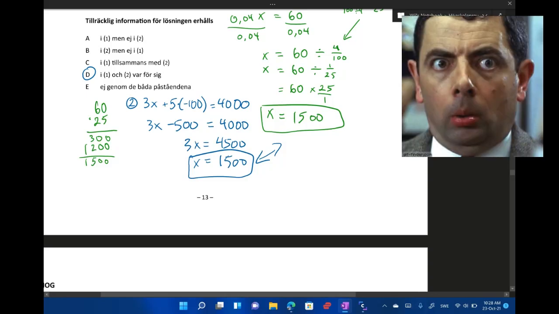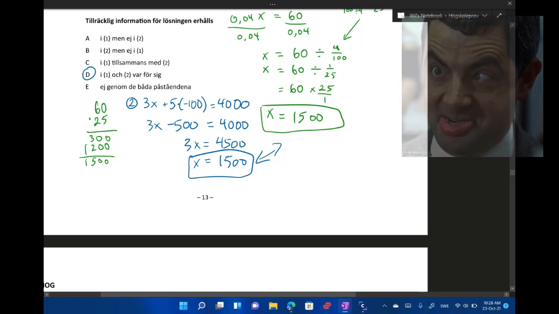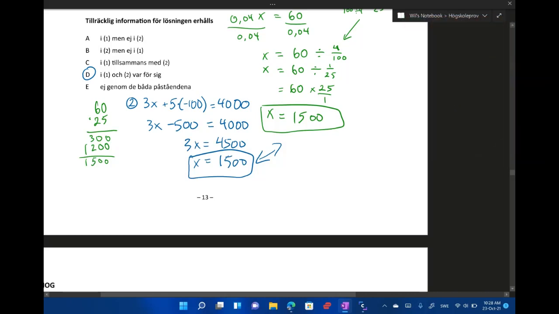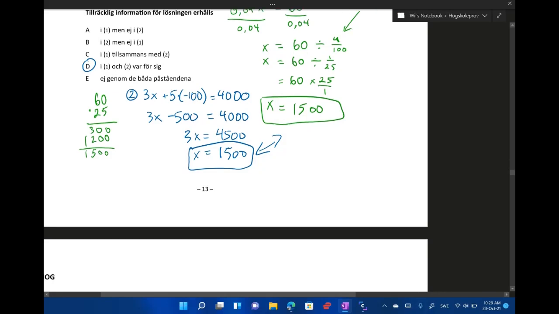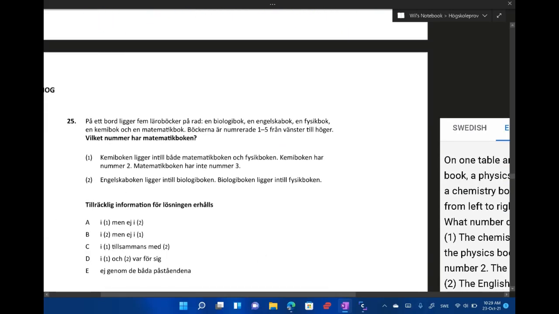Just gonna look on the Google Translate here. No statements. Yeah, that can't be true. We need one of the statements, but both of them are independent. They don't rely on each other. So yeah, answer's D.